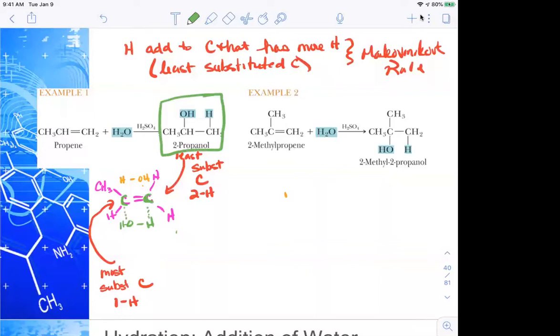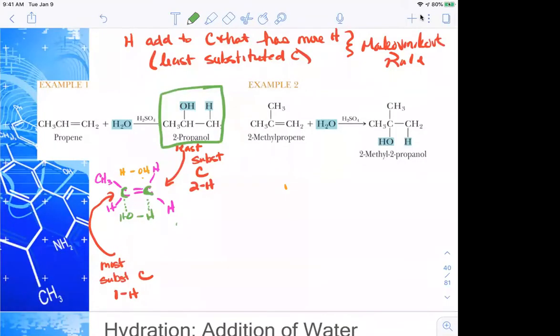But remember, this is also going to go through a carbocation mechanism. I don't know what I am pressing on. It keeps going in and out, but oh well. I must be pressing on something. Let me move my computer a little bit.